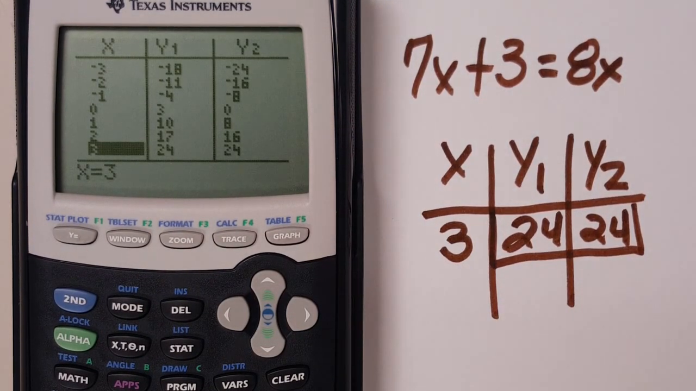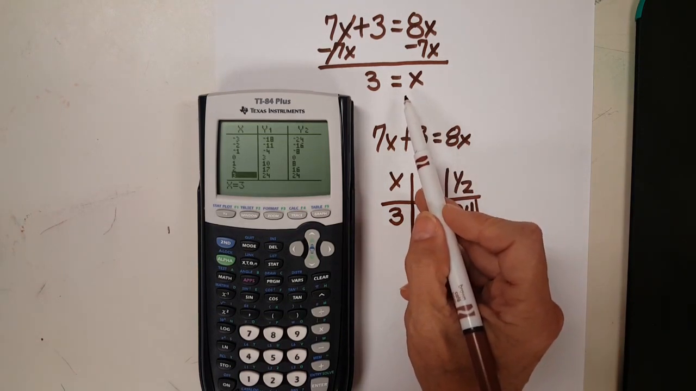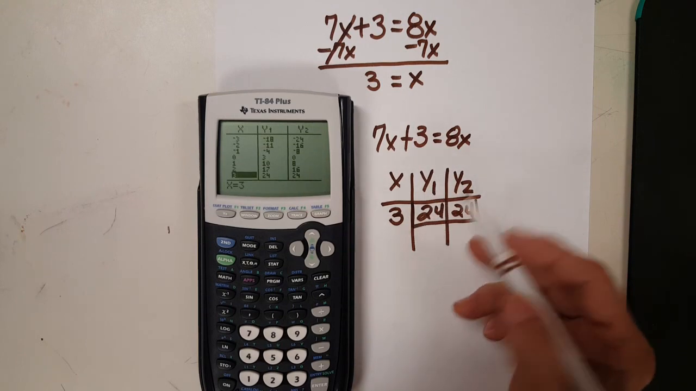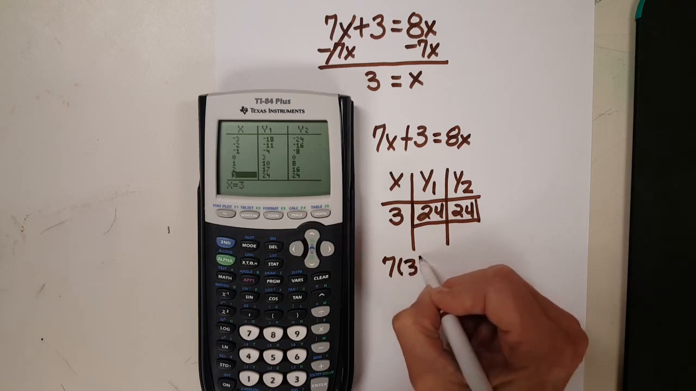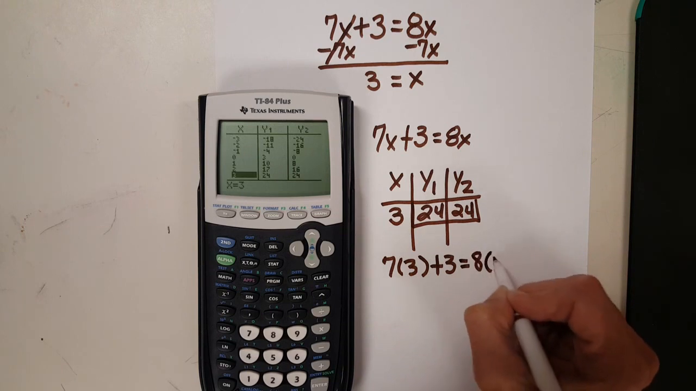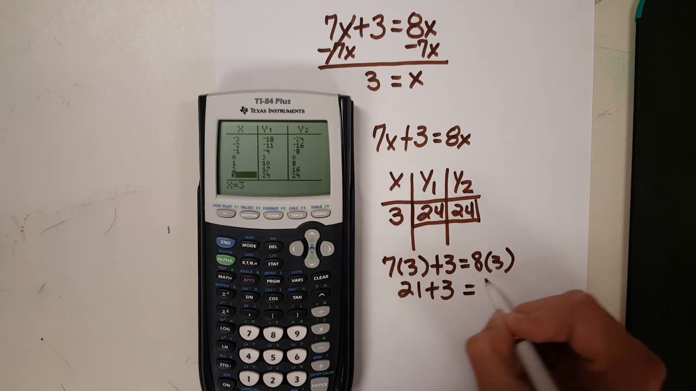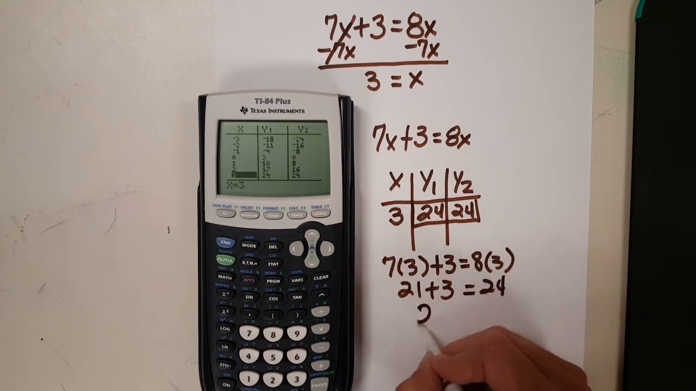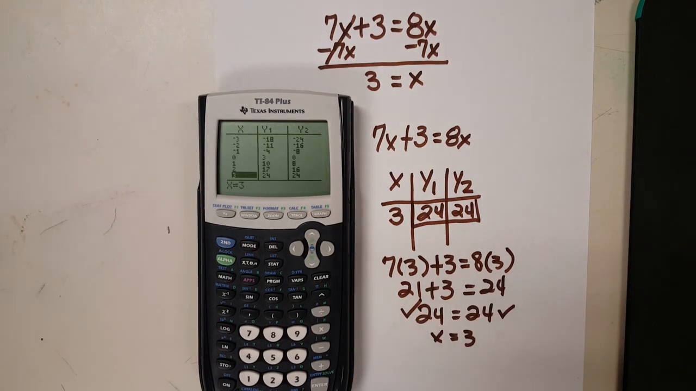So I'm going to zoom out. And up here you can see that 3 was x. What this means with these y's and this x, it means that when I substitute 3 back in where there used to be an x, I should get 24. 7 times 3 is 21, plus 3 equals 24. 24 equals 24. So when x equals 3, this equals 24 and this equals 24. That is what we're going to do.